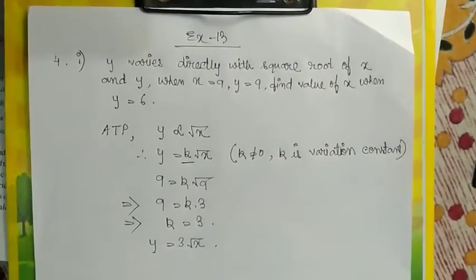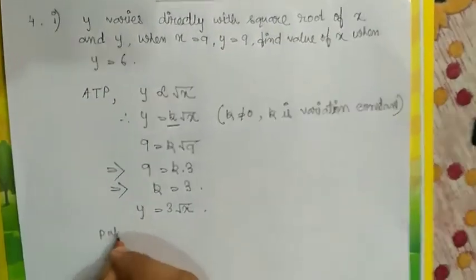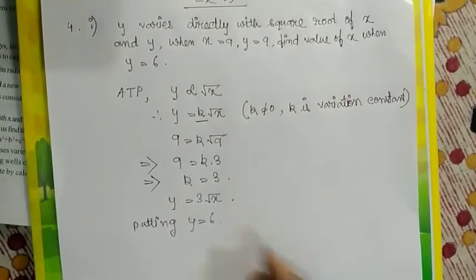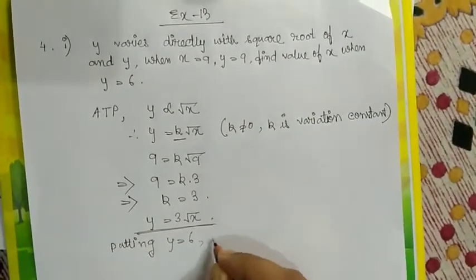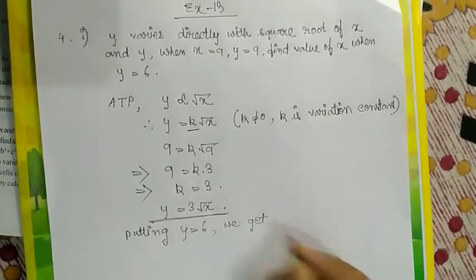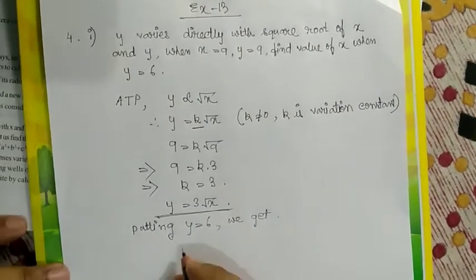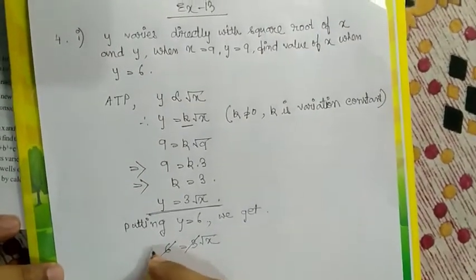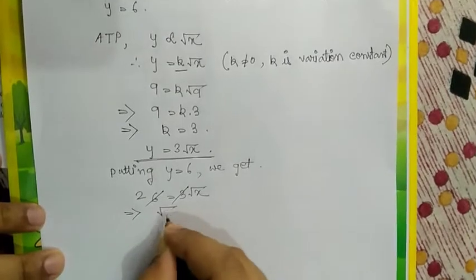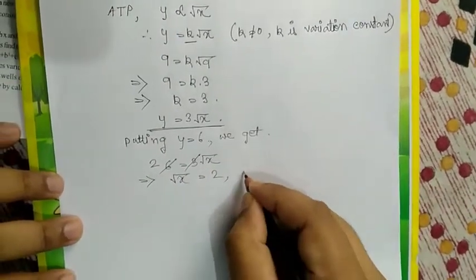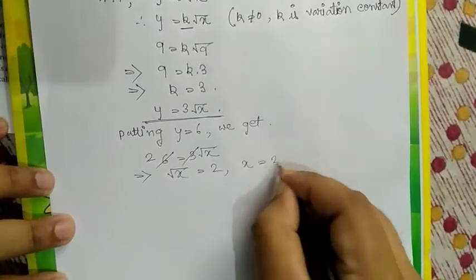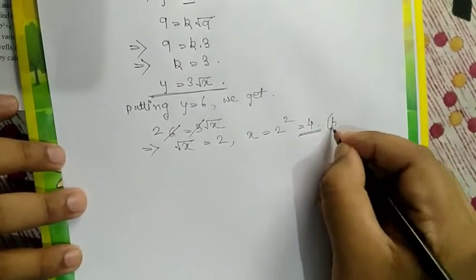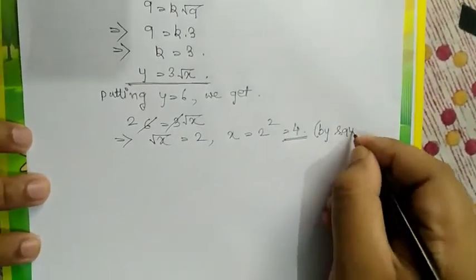This is the formation. Now putting y equal to 6 in this equation, we get 6 equal to 3 root x. Root x equal to 2. Therefore squaring both sides, x equal to 2 square equal to 4. Therefore the value of x should be 4 by squaring.